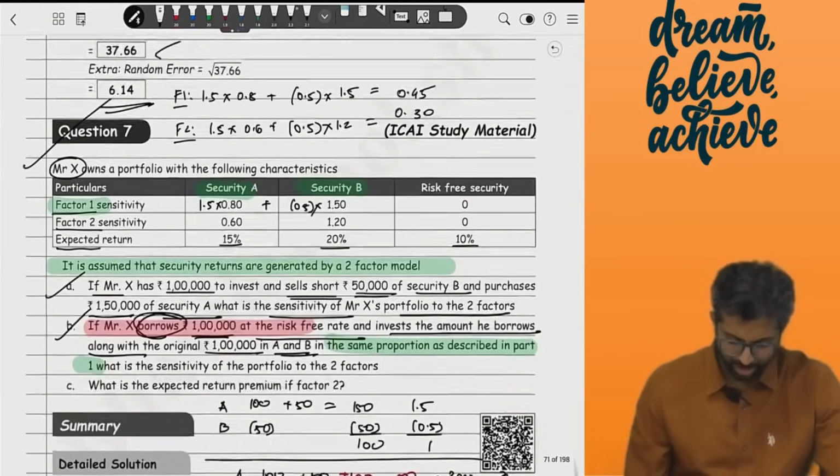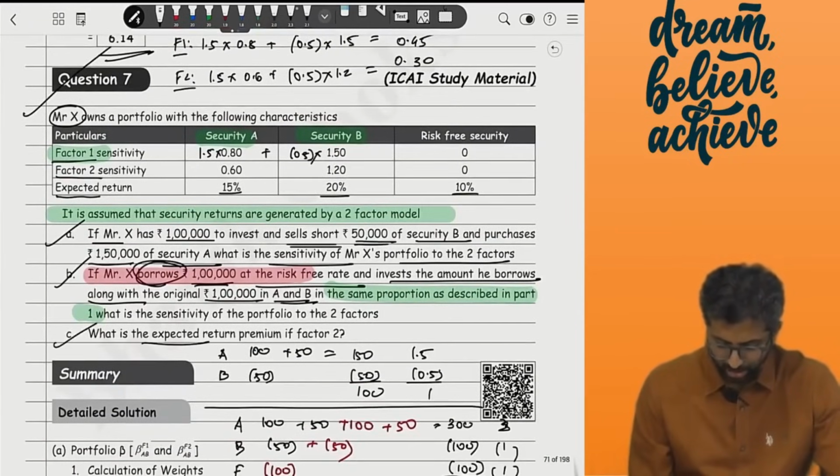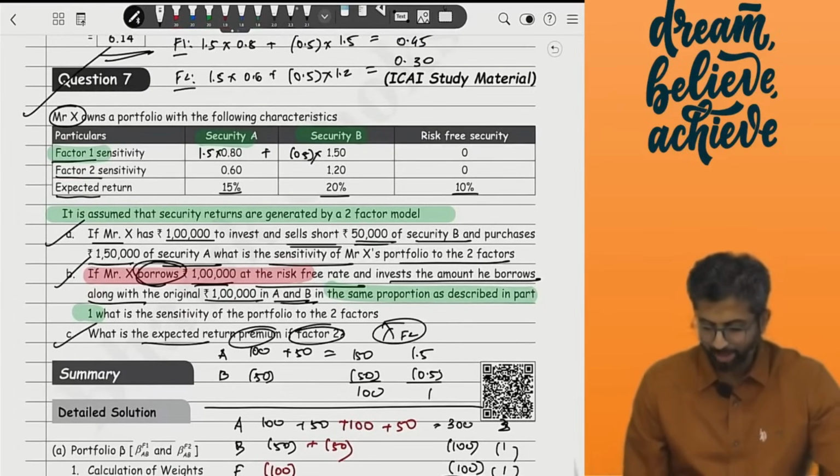And the last part says, what is the expected return premium of factor 2? This is like lambda of factor 2. Now, how will I find lambda?